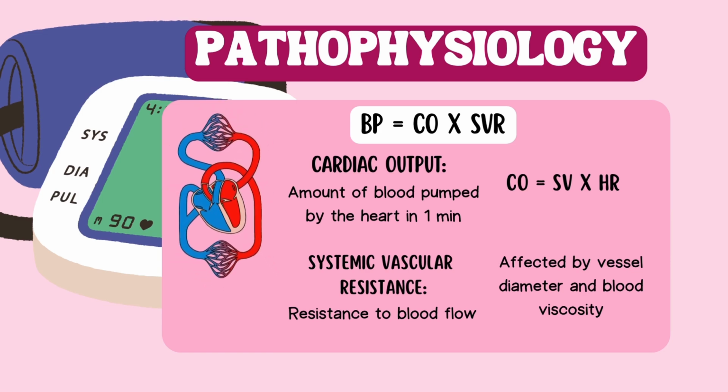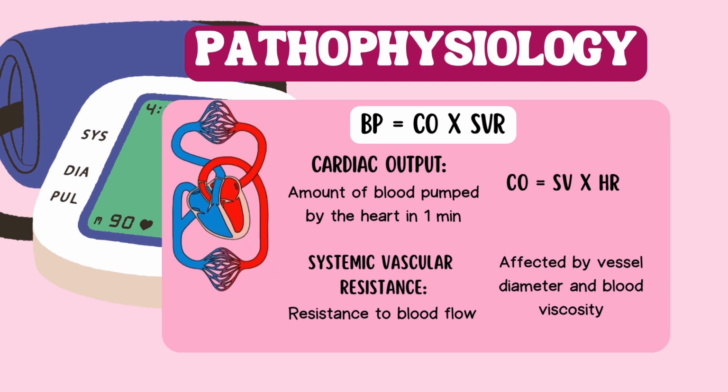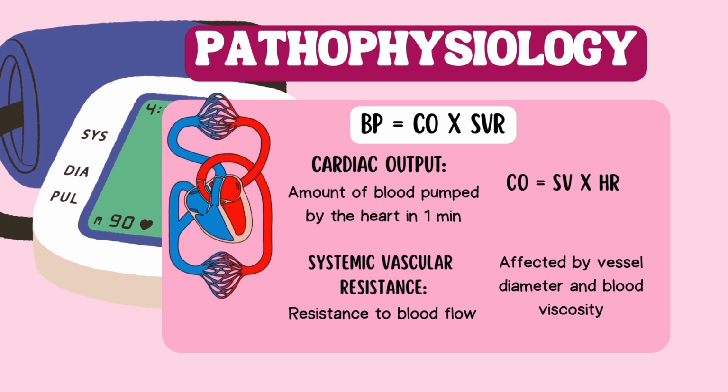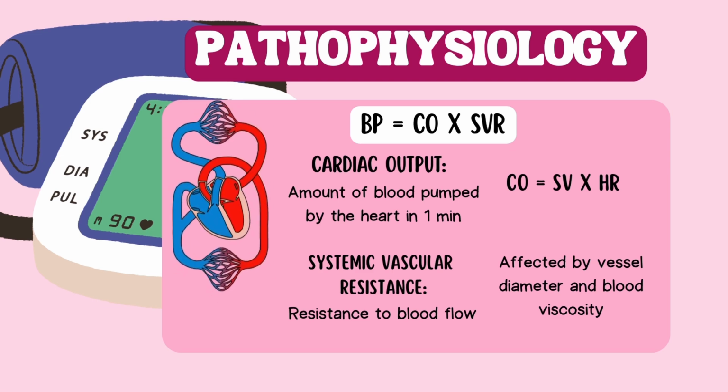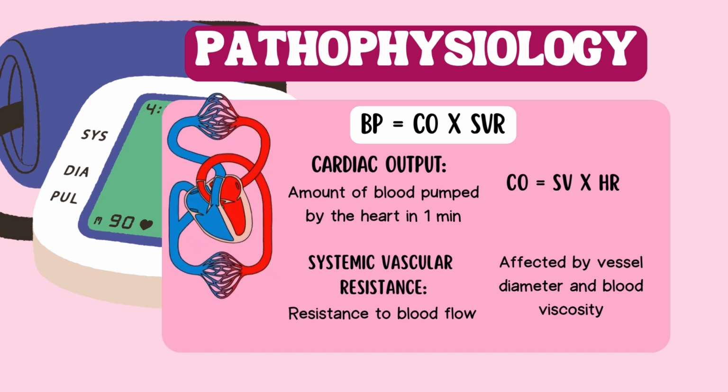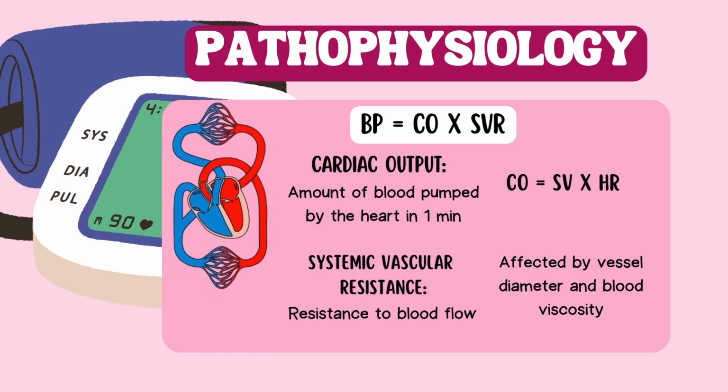Systemic vascular resistance is the body's resistance to blood flow, or essentially how hard the heart has to pump to overcome the resistance of the vessels. This most commonly is going to be affected by the size or the diameter of the blood vessel as well as the blood viscosity. So whether there is vasoconstriction or vasodilation will deeply affect how the blood pressure looks.